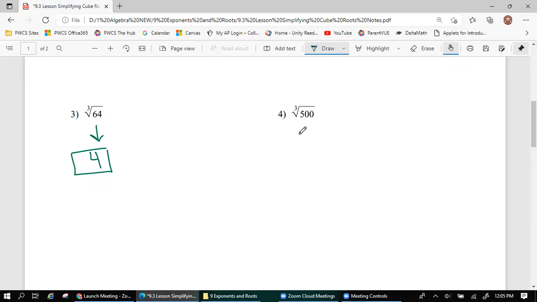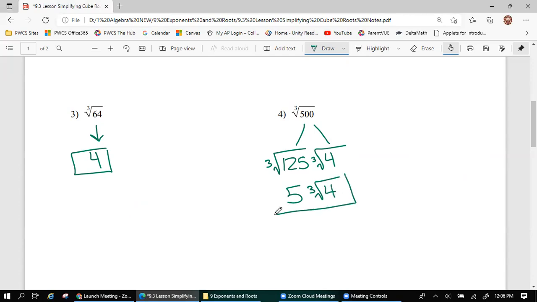So if I'm factoring 500, and I'm testing out some perfect cubes, I see that 125 is the largest perfect cube I can divide this by. 500 factored is 125 times 4. And so we'll put a cube root on both of those. And we know from earlier the cube root of 125 is 5. And the cube root of 4, well, that's going to be a decimal.